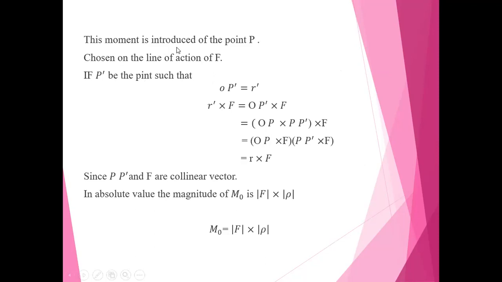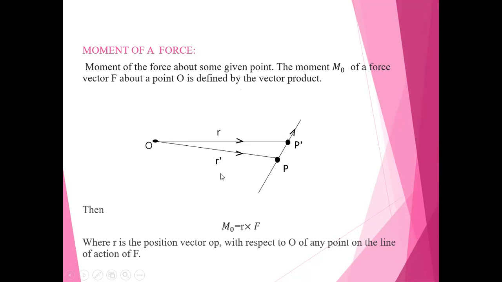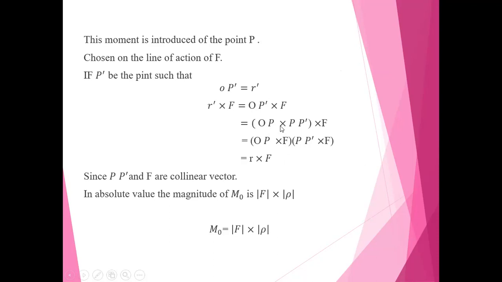This moment is independent of the point P chosen on the line of action of F. If we take another point P dash such that OP dash equals r dash, then M naught equals r dash cross F. The value of r dash, which is OP dash, equals OP plus PP dash, so M naught equals (OP plus PP dash) cross F.